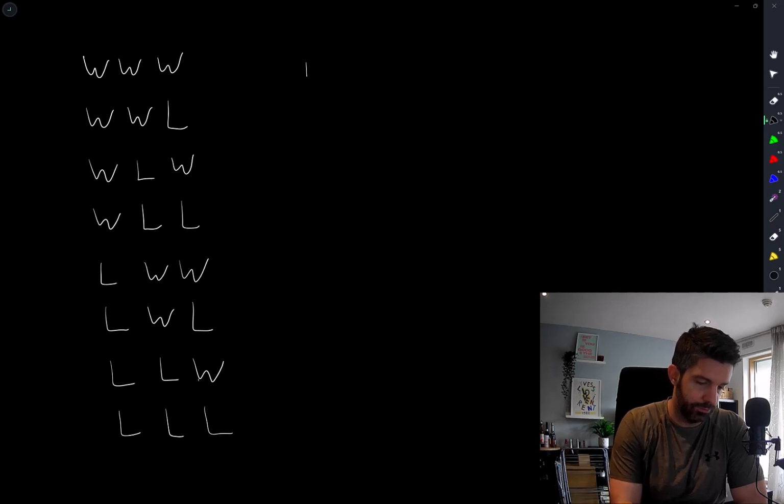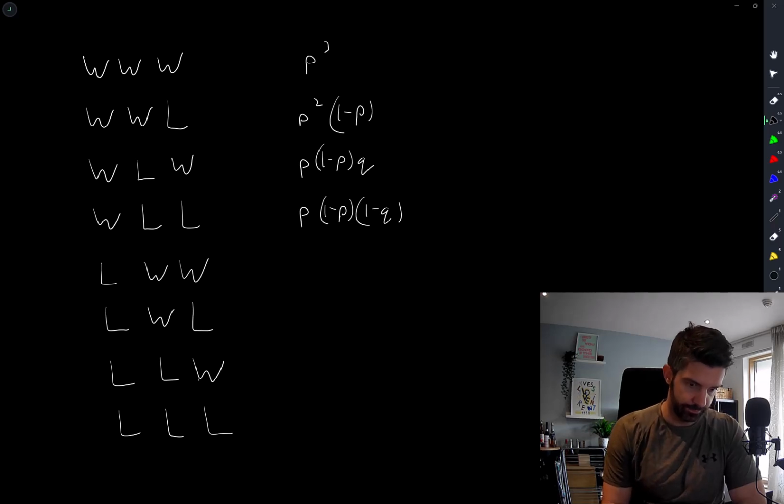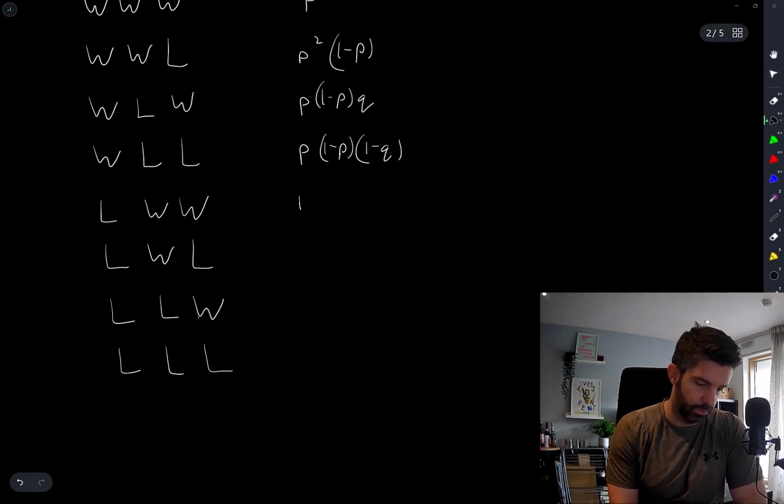Okay, so this is P cubed. This is P squared times 1 minus P. This is P times 1 minus P times Q. P, 1 minus P, 1 minus Q. This is 1 minus P, Q, P, 1 minus P.